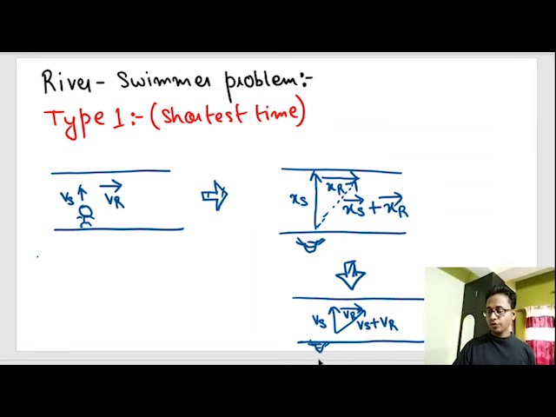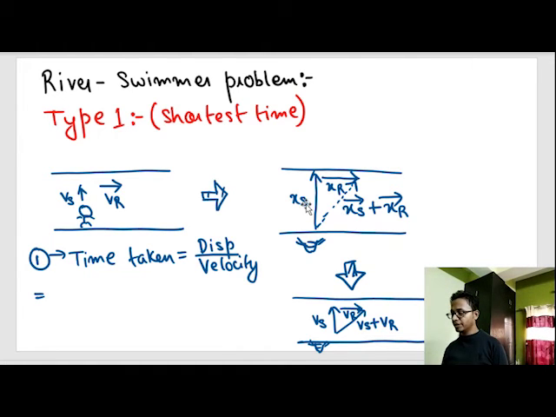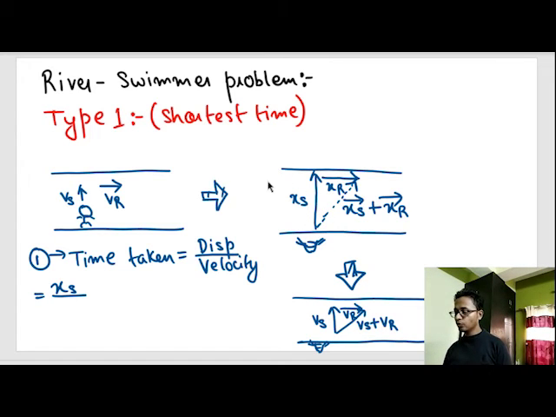The type of questions that come from here is the time taken by the swimmer. Time taken is nothing but displacement by velocity. Now we can either take this displacement or this displacement or this displacement, so all three are the same. So xs, or displacement of the swimmer, is equal to the width of the river.